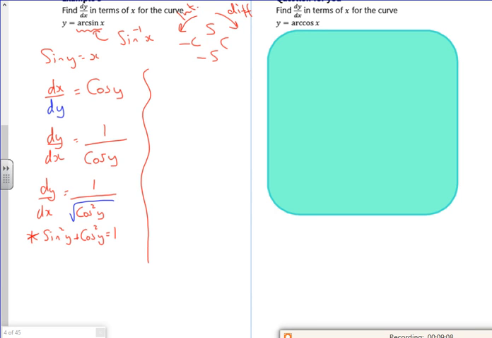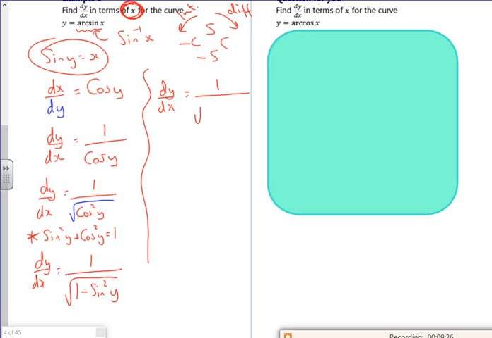Now I'm doing this because I want the answer in terms of x. So I need to somehow link it back to sine y is x. That's why I'm doing it. And it's quite messy. So my dy by dx is 1 over the square root of 1 minus sine squared y. But I know that sine y is x. So dy by dx is 1 over the square root of 1 minus x squared. And that's quite tough to see, but that bit is there because sine y is x.